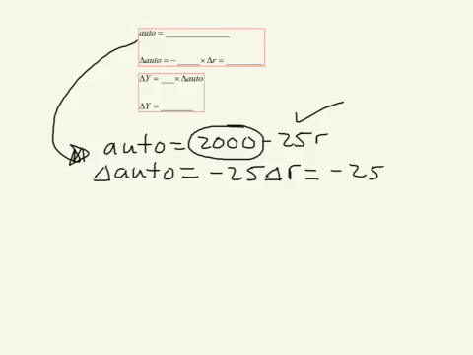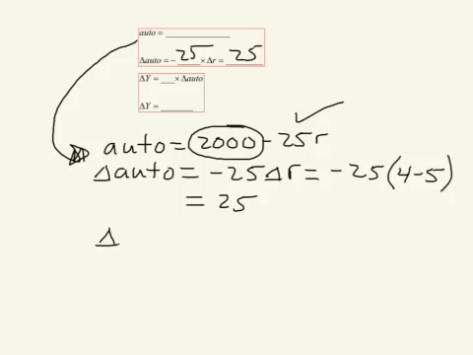We changed the interest rate. It ended up at 4. It started at 5. So minus 25 times minus 1 gives me a change in autonomous spending equal to 25. Right? So that's what we did up on top. So the change in autonomous spending is minus 25 times the change in R, and that's equal to 25.